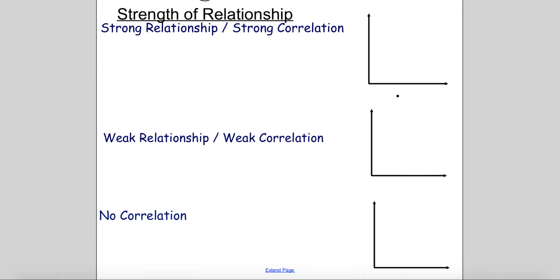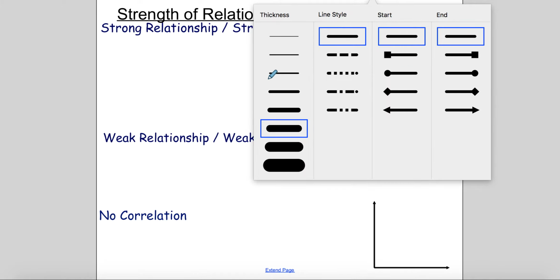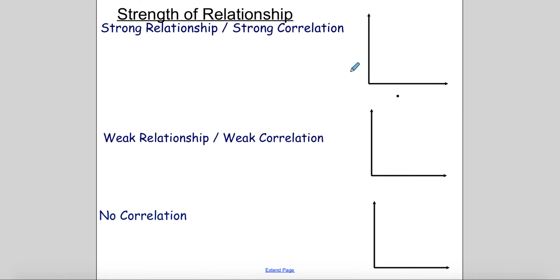Strength of relationships. I'm going to have to change my little markings here. I can't have huge dots anymore. But a strong relationship or strong correlation follows a pattern and all the dots are relatively close together. They would all be fairly close to our line of best fit. So if I drew a line there, all fairly close. A weak relationship might look like this, where you can still see that there's a clear trend there.